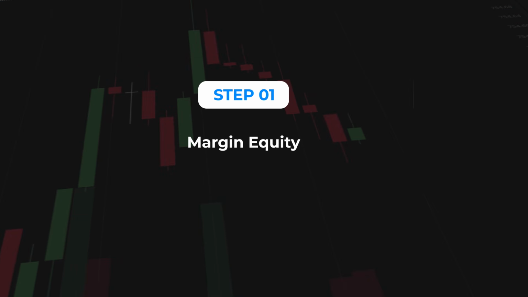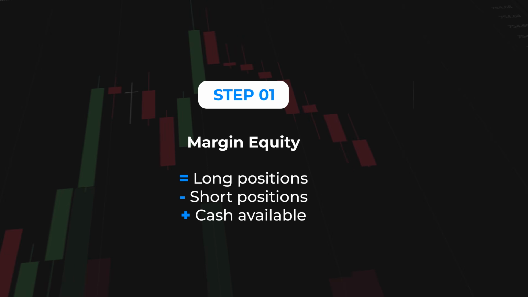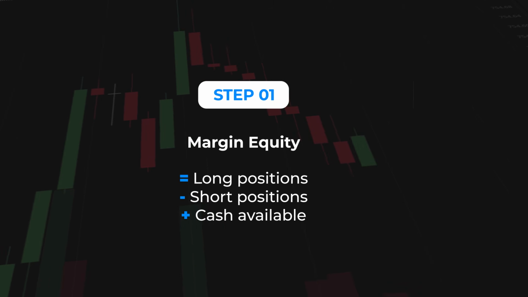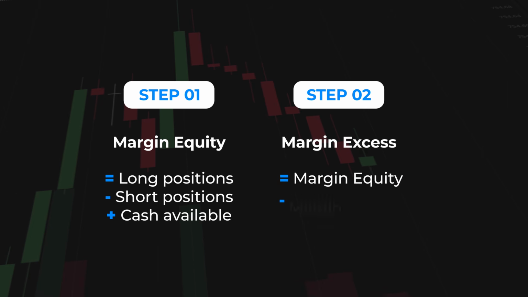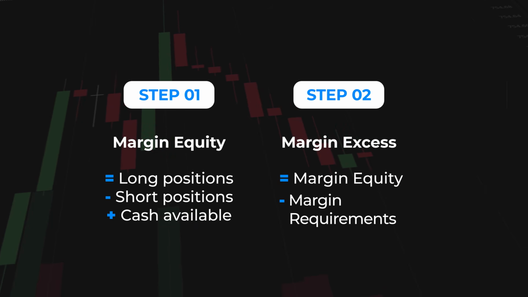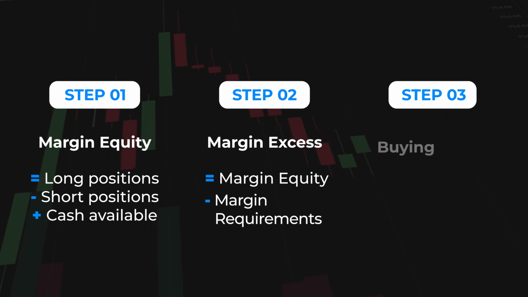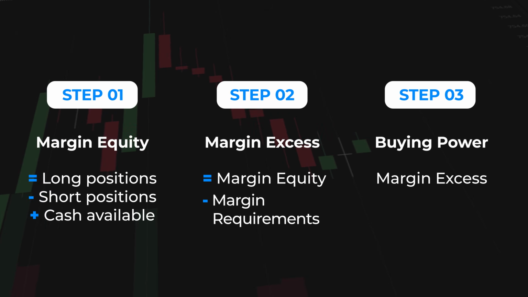Here's how your intraday margin buying power is calculated. Your intraday buying power starts with margin equity. That's your long positions minus any shorts adjusted for cash. From there, take your margin equity and subtract what your open positions require in margin. That gives you margin excess. Multiply that number by 4, and you have your intraday buying power.